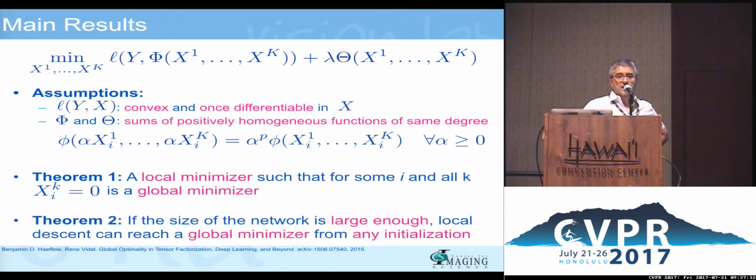The second theorem, which is slightly more practical, says the following. If the network size is big enough, what is the network size? Again, think about the number of neurons in a network with a single hidden layer. If the network size is big enough, then a local descent strategy, notice that I've written local descent and I'm being very vague here, but it's not just gradient descent, will find that global minimizer from any initialization.